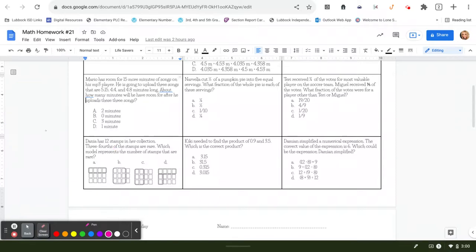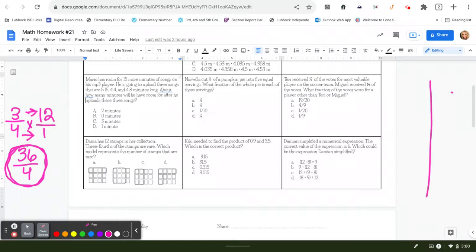So let's see. If I do 3/4 times 12, I make my whole number look like a fraction. I multiply straight across, and I get 36/4. Okay, so now I have to figure out what 36/4 is equal to. This is an improper fraction. All we do is divide.